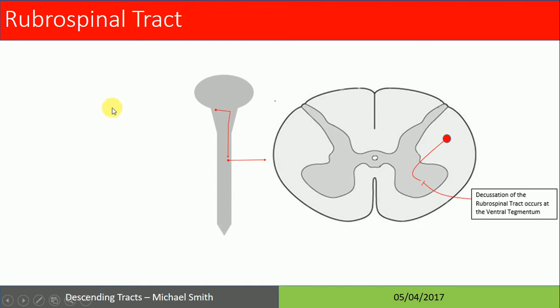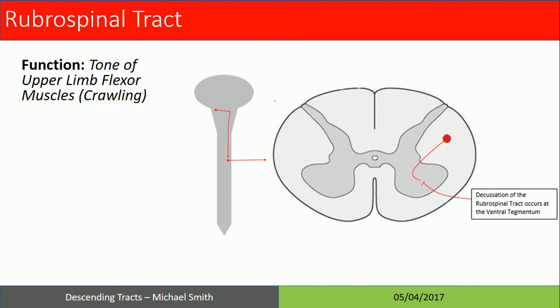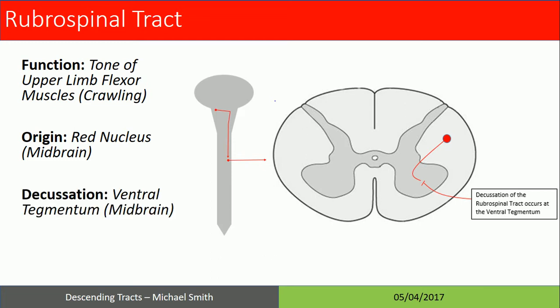So next we have our rubrospinal tract. The rubrospinal tract gives you some tone of your upper limb flexor muscles, such as your biceps, and these play an important role in learning to crawl as a baby. But in the adult, they have a fairly unimportant role. These originate in the red nucleus, which sits in the midbrain, and then will decussate again in the midbrain at your ventral tegmentum.